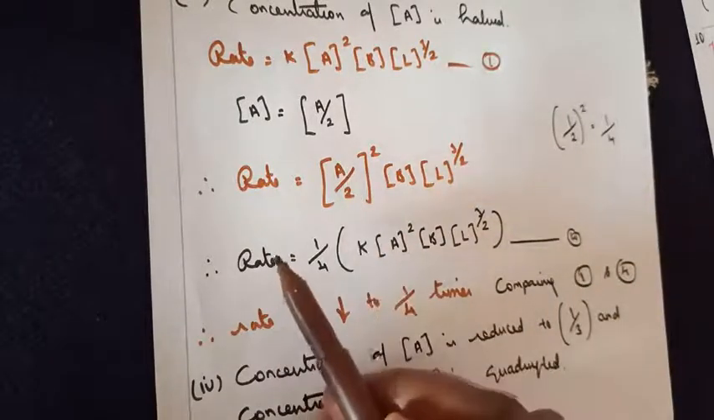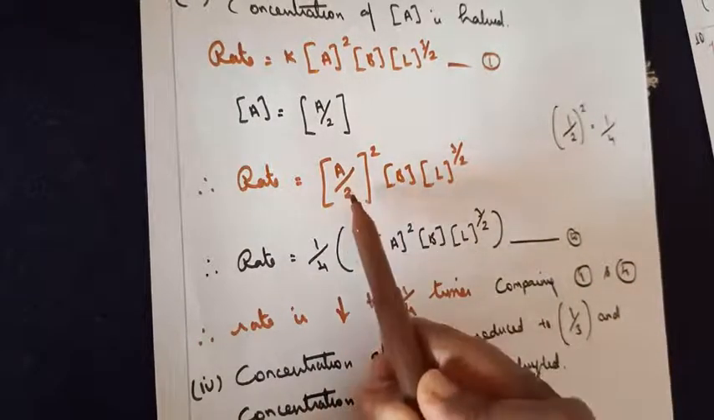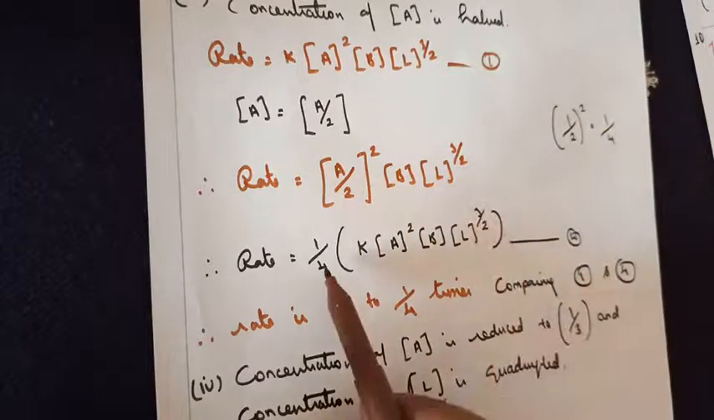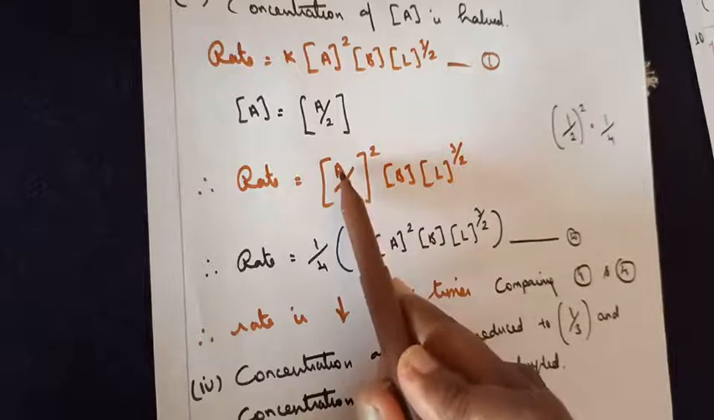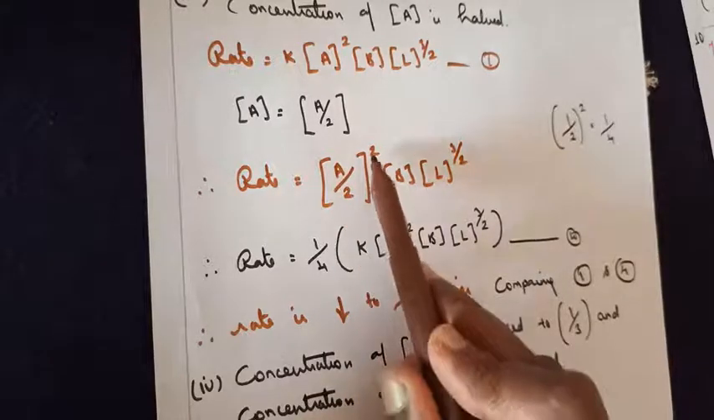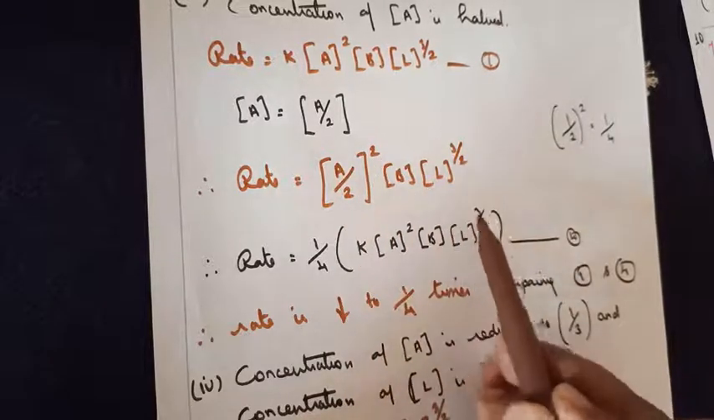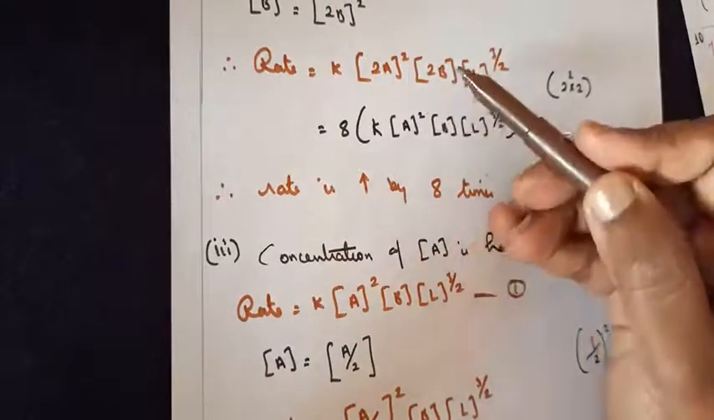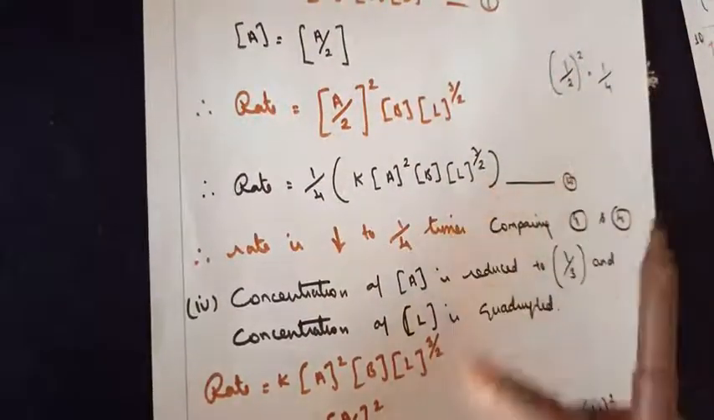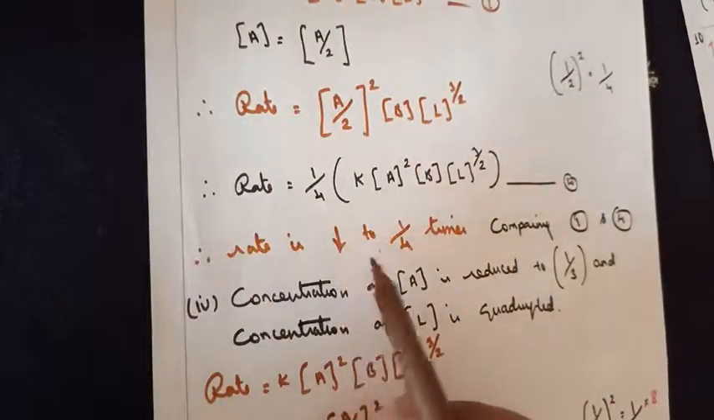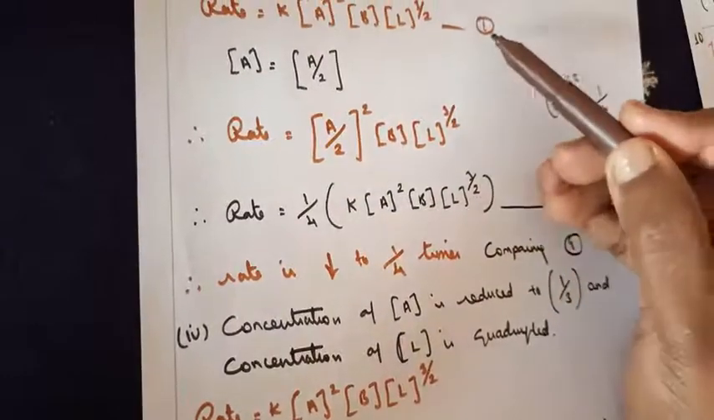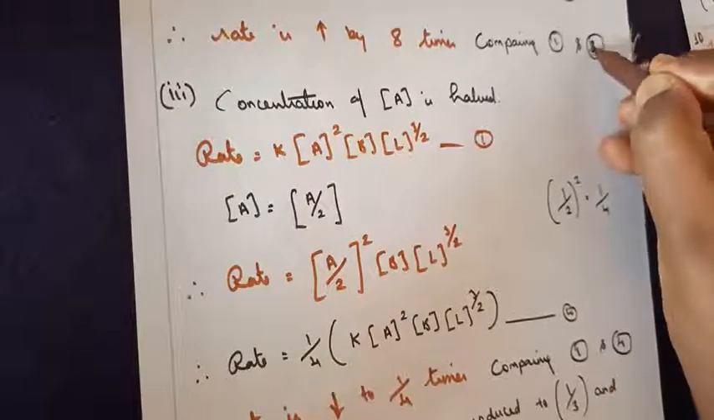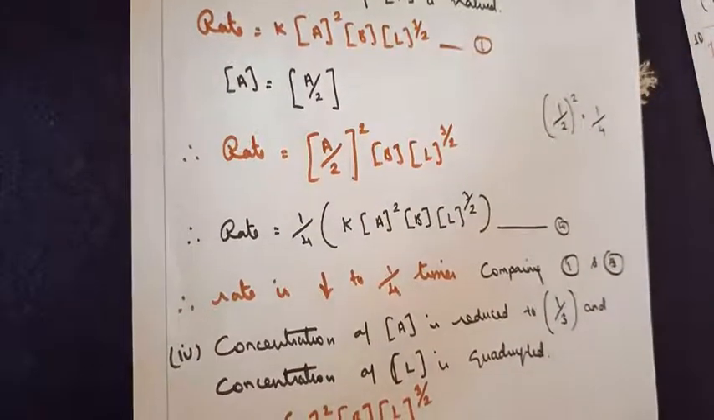As usual, take the numerical outside. Leave the terms behind. Since from 2 to the power 2 gives you the 4, we are taking out the numerical. We are left only with the numerator A. So concentration of A to the power 2 into B into L to the power 3 by 2. So the previous two cases, it had been increased by 8 times. Now under this condition, rate is decreased by 1 by 4 times comparing 1 and 3. I'm sorry, it should be here 2. I'm sorry ma'am, it's 1 and 3 here.